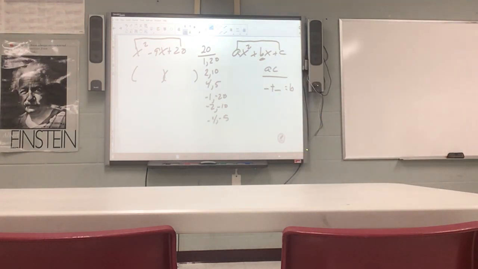So what you do when you find that pair, that's just going to go in the back end of your binomials. Because to get an x squared, you have to have an x times an x, right? Now you just take these with their sign. So a -4 would be -4, and -5 would be -5. And you just factored that quadratic.